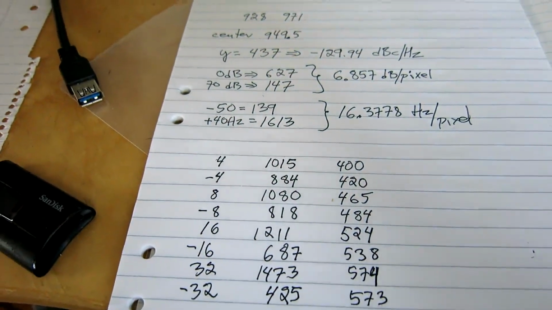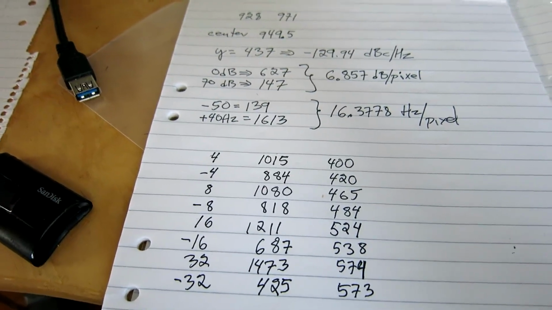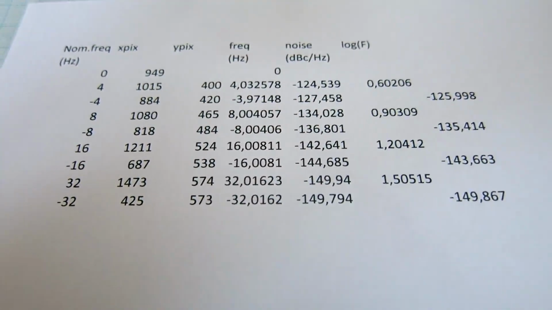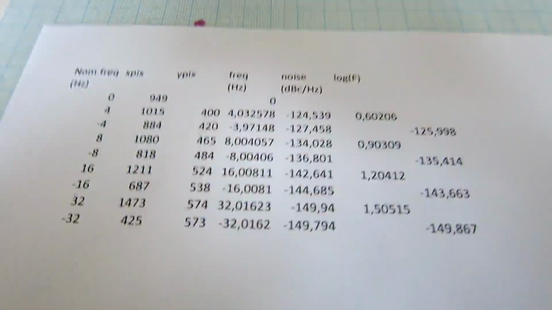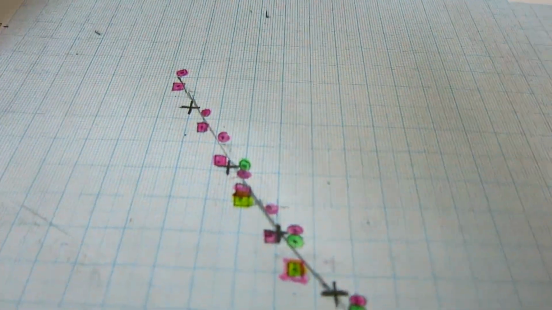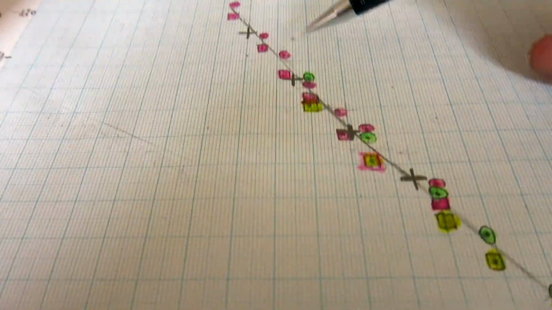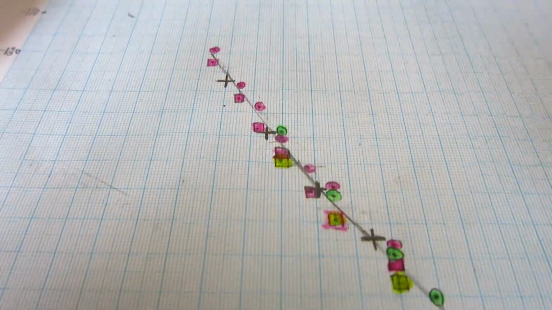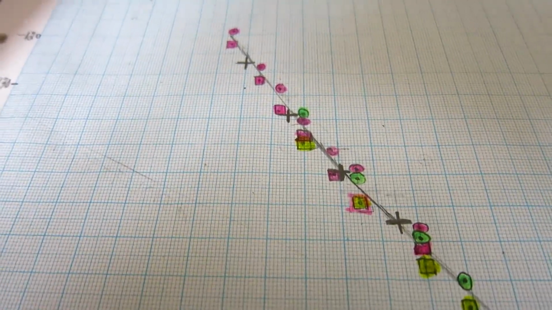I will feed them into Excel and look at what it comes out as in dBc per hertz. I evaluate like this, take the average of the upper and lower noise level and plot it, and it's the plus signs here, here, here, and here. Very close to the performance I see through the selective amplifier.